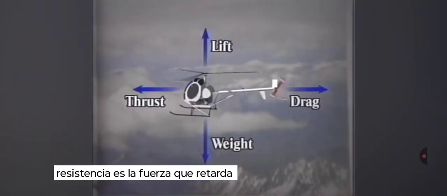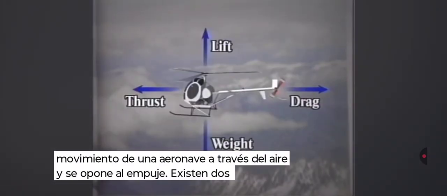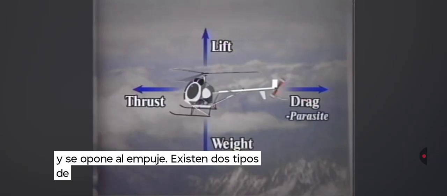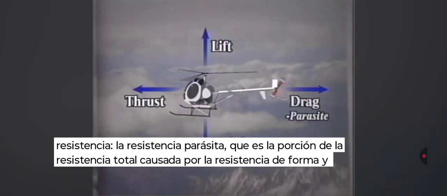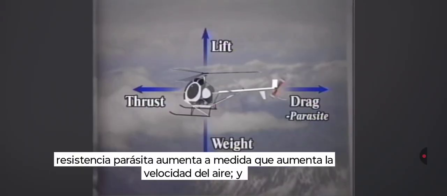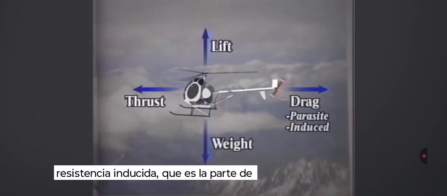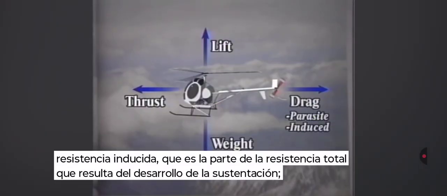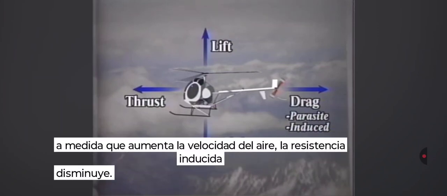Drag is the force that retards the movement of an aircraft through the air and opposes thrust. There are two types of drag. Parasite drag is the portion of total drag caused by form resistance and skin friction. Parasite drag increases as airspeed increases. Induced drag is the part of total drag that results from developing lift. As airspeed increases, induced drag decreases.